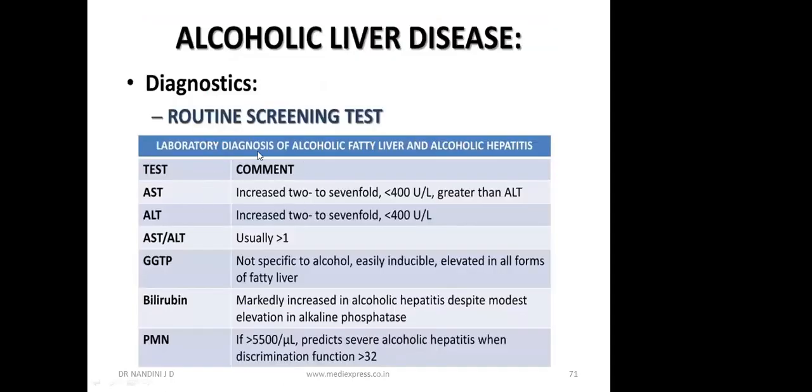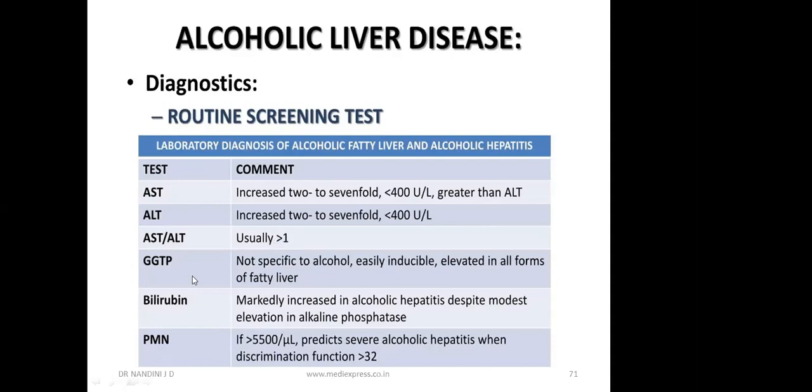Again, you need to remember the routine investigation AST. It is increased 2 to 7-fold, that is less than 400 units per liter, and it is greater than ALT. ALT is increased 2 to 7 fold, again less than 400 units per liter. The AST to ALT ratio is more than 1. This is a very important one. Okay, AST by ALT is more than 1.